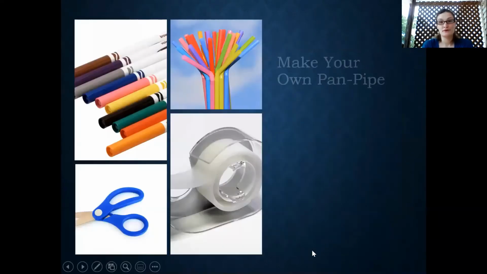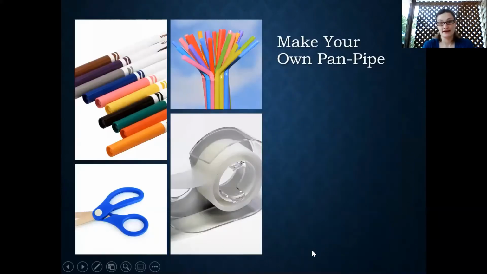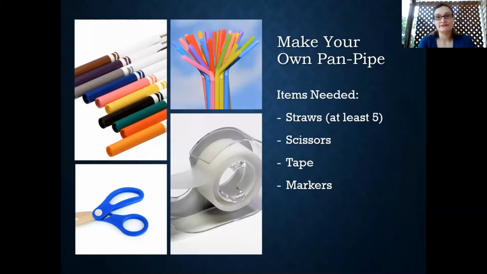So now we're going to get to make our own panpipes today. Some items that you're going to need are straws. You need at least 5 of them. You need scissors, tape, and some markers.